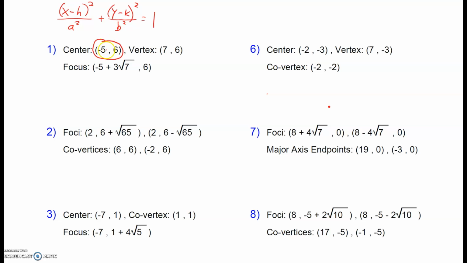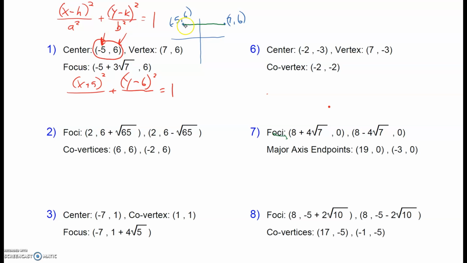So we've got to put h, k into here. So now we have x minus negative 5, which we usually write as x plus 5 squared. Don't forget the squared. And then we got a plus, then we got y minus 6 squared, and then don't forget the equals 1.